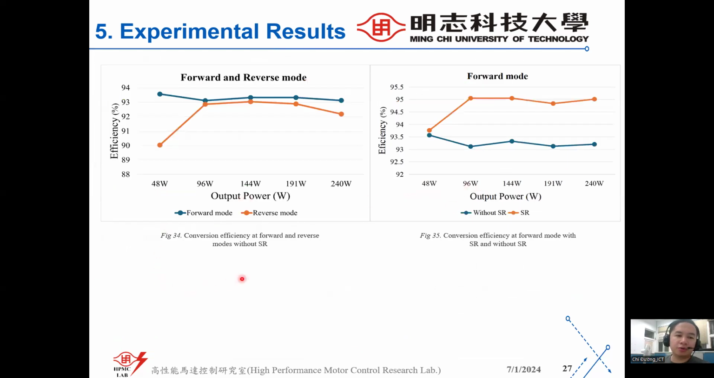So the figure shows the conversion efficiency at the forward mode and reverse mode. With the HR, you can see the efficiency is around 93%. But when we have the SR, the efficiency will improve more, when the peak current reaches 95.1%.